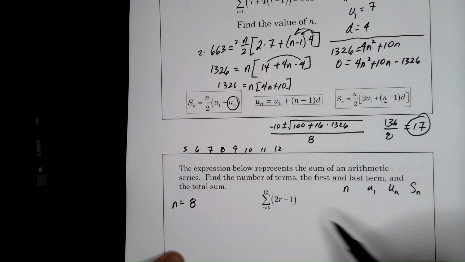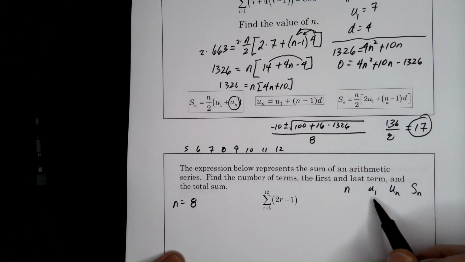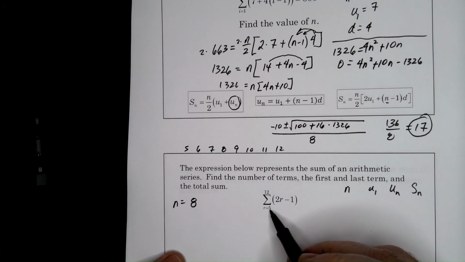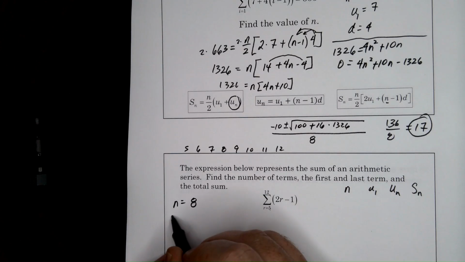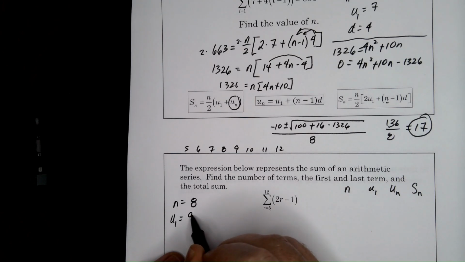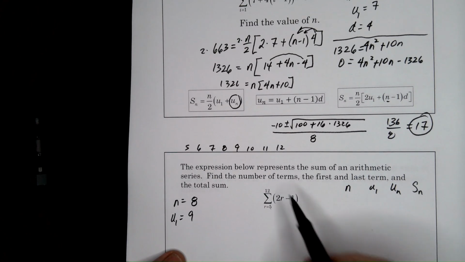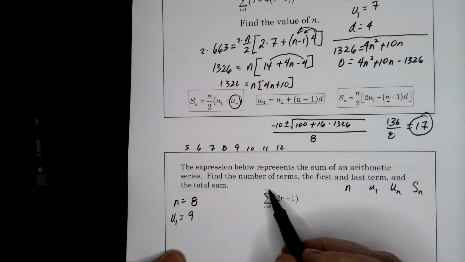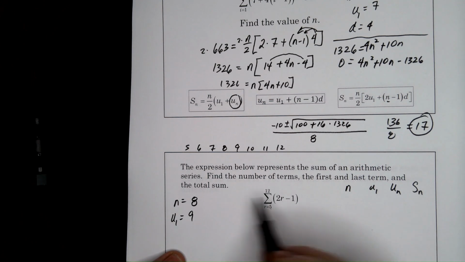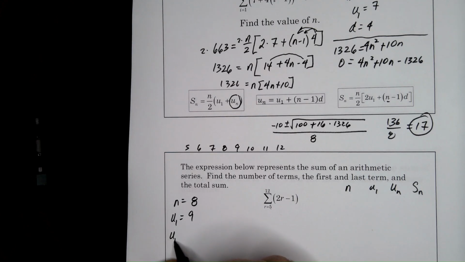Okay, u sub 1. When I find the first term right here, the first value to plug in is 5. So 5 times 2 is 10 minus 1, 9. The last term ends when we plug in a 12. So 12 times 2, 24, minus 1, 23. All right.